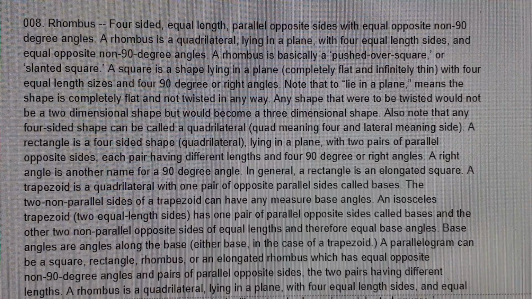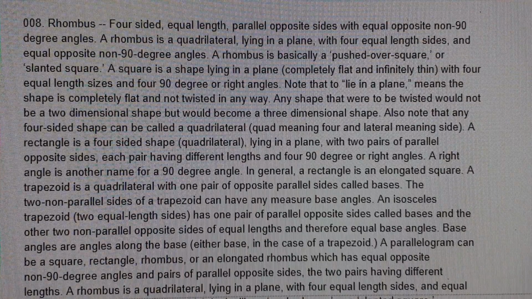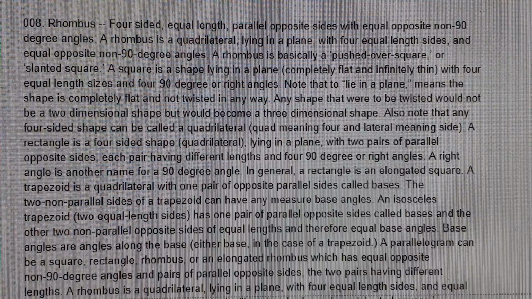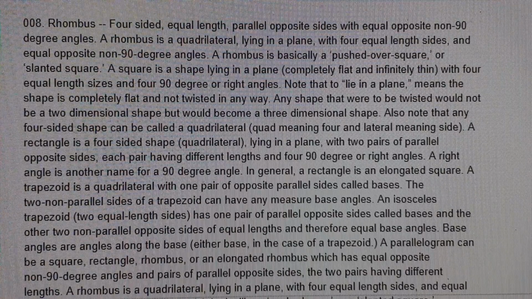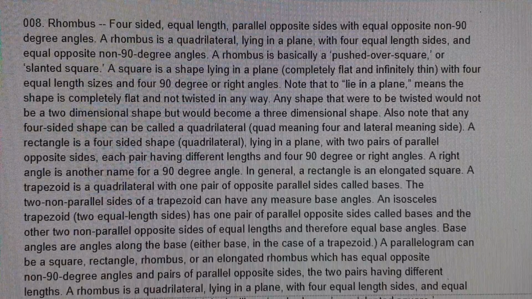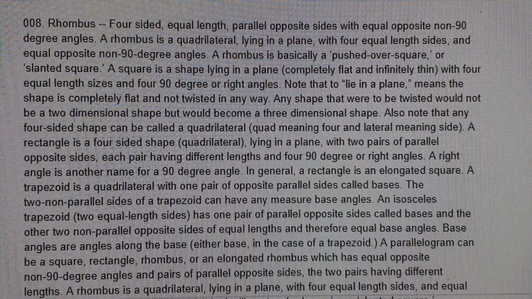Antonyms: square. Related words: square, rectangle, trapezoid, parallelogram, quadrilateral, isosceles, opposite angles.